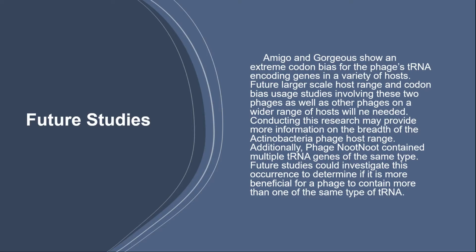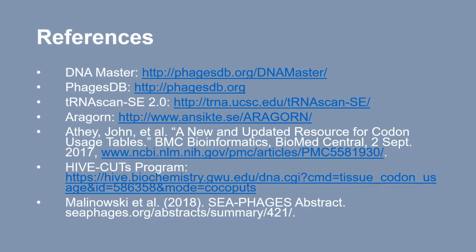In the future, phages Amigo and Gorgeous could be investigated to see if these phages would show an extreme codon bias for the phage's tRNA encoding genes in a variety of hosts. Conducting this research may provide more information as to how wide the actinobacteriophage host range is.